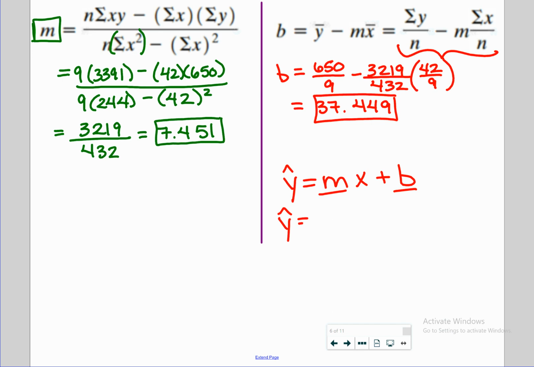So y hat, which is a sample y we can use to find for this with this equation, 7.451x plus 37.449. And then remember, if you want to check this, you can do the same thing that we did in the last lesson. You can put your data in L1 and L2, and you can use the linear regression number 4, and it'll spit out the slope and y-intercept for you. Actually, we might do that in a minute so we can see what it looks like graphed.